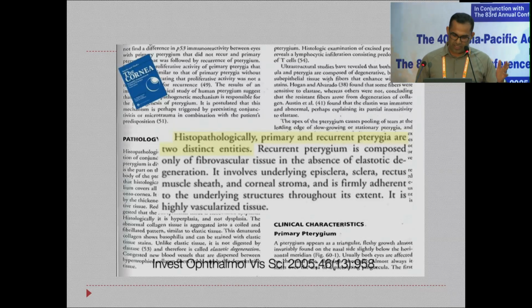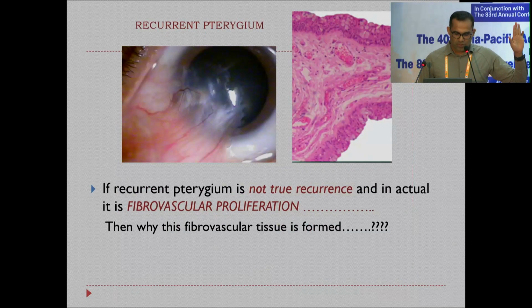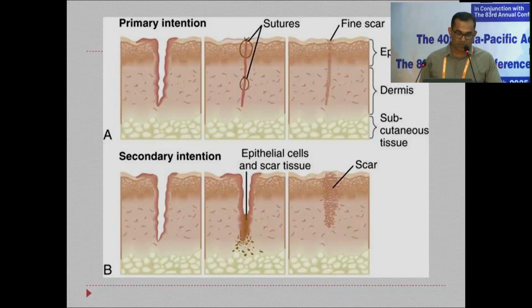The histopathology of the primary pterygium is nothing but elastotic degeneration, which occurs secondary to exposure to sunlight. And what we call recurrence is not actual recurrence. It is a fibrovascular proliferation, which occurs secondary to an aggressive healing response. So that's why the recurrent pterygium is not true recurrence; in actuality it is a fibrovascular proliferation. Then why is it formed?